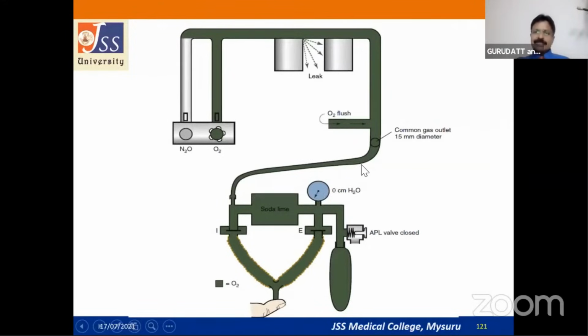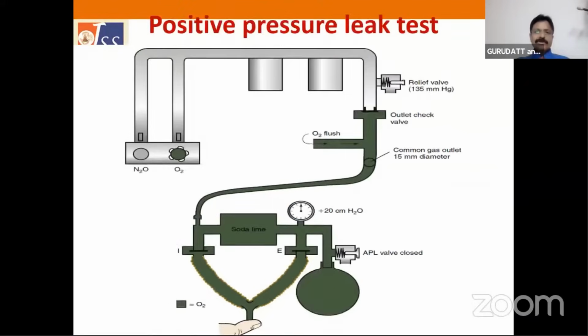But if you have a check valve, you will not be able to do this positive pressure leak test. So this is also an exam question. If you have a check valve, which leak test are you going to do? If you are doing a positive pressure leak test with a check valve, it will only check from the check valve to the common gas outlet. And if there is a leak in the vaporizer, it will not be able to detect it.